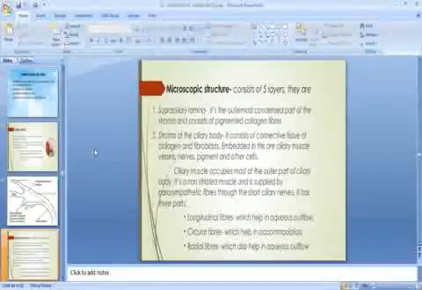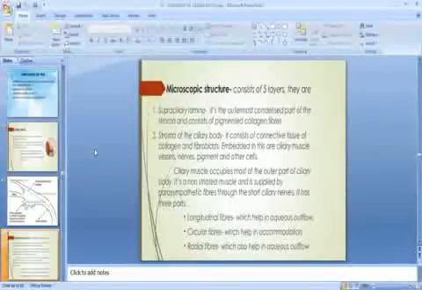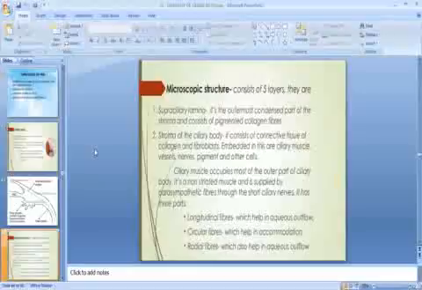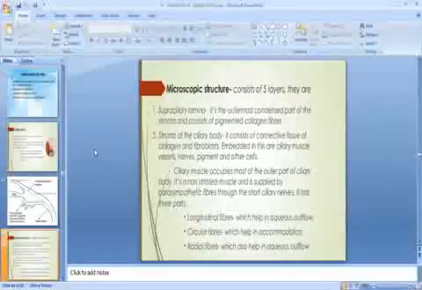It has 3 parts: the longitudinal fibers, circular fibers and the radial fibers. The longitudinal fibers help in the aqueous outflow, the circular fibers help in accommodation, and the third one is the radial fiber, which also helps in the aqueous outflow.